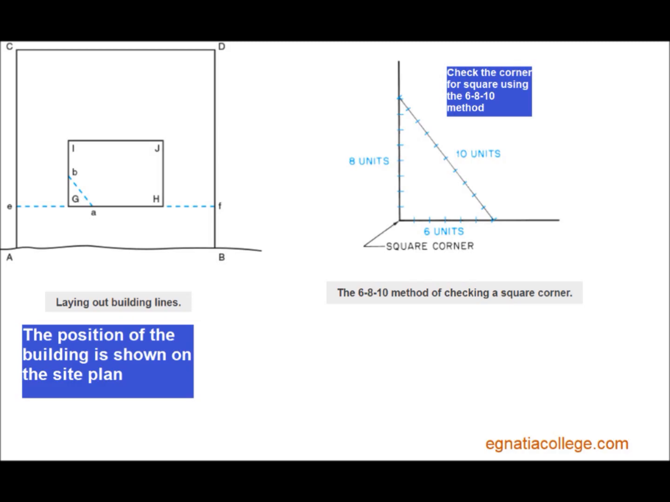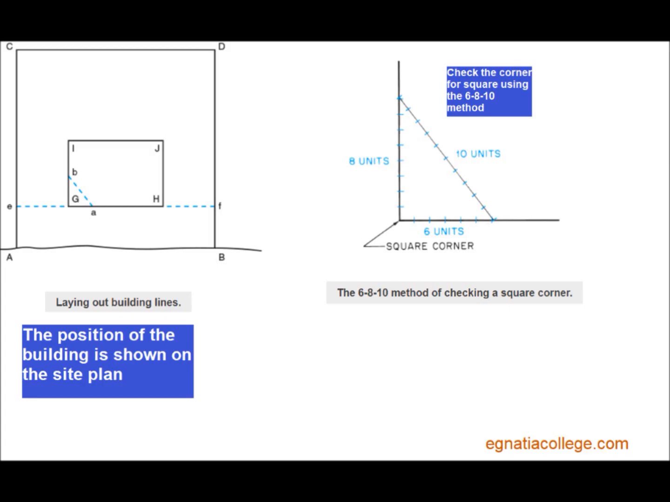Find the other front corner by measuring the width of the building from the first corner, line G to H. Check the distance from the corners to the front boundary of the lot to make sure it agrees with the setback shown on the site plan. Now measure the depth of the building from the front corners to the rear of the building, corner I.